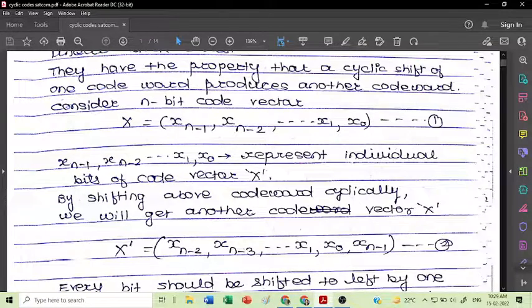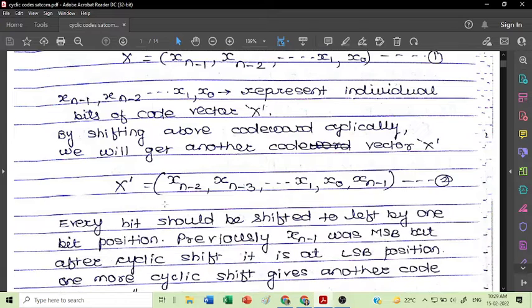Now, by shifting the above code word cyclically, we will get another code vector x dash. x dash can be obtained by a cyclic shift of this code vector x. Here x dash is equal to x n minus 2, x n minus 3, up to x1, x0, x n minus 1.